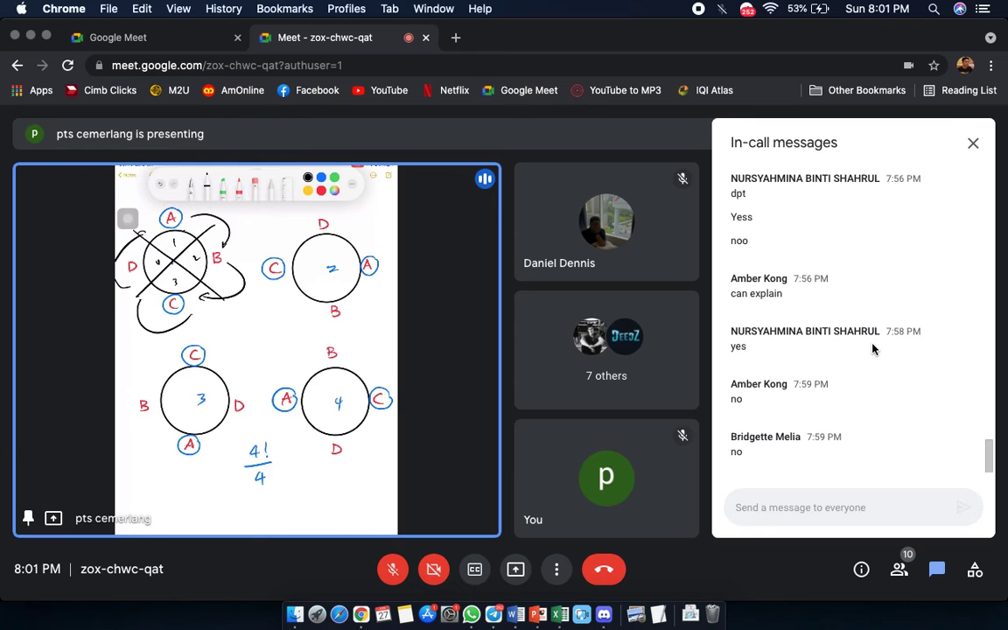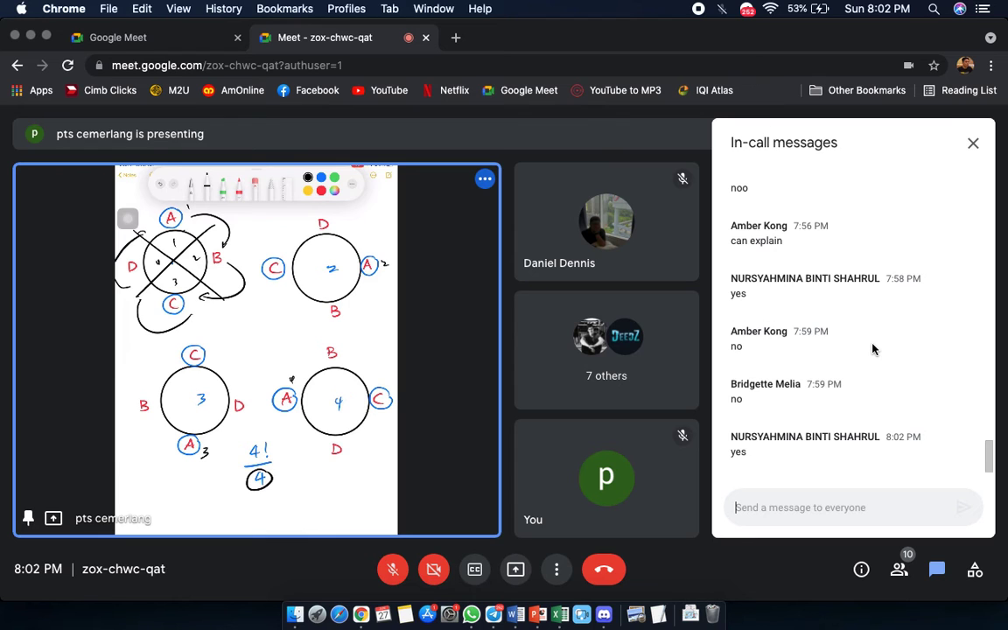When they're actually the same, how many different ways that A can move? A can move 4 different ways kan. 4 tempat. 1, 2, 3, 4. Dia boleh pusing 4 tempat, tapi masih lagi dapat benda yang sama. So that's why we divide by 4. Setuju tidak? Boleh tidak? Boleh terima?